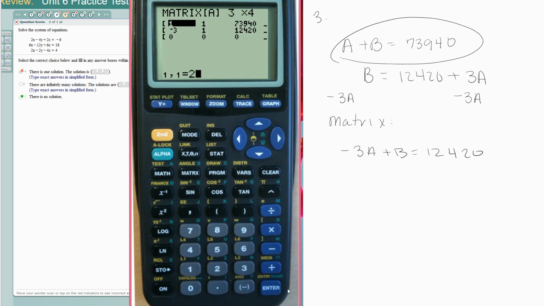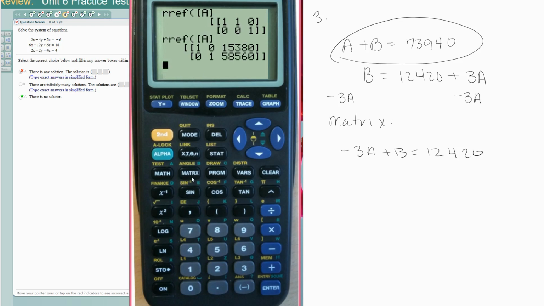So 2, negative 4, 2, negative 6, 6, negative 12, 6, 18, 2, negative 2, negative 4, 4. Okay, so again, second quit.